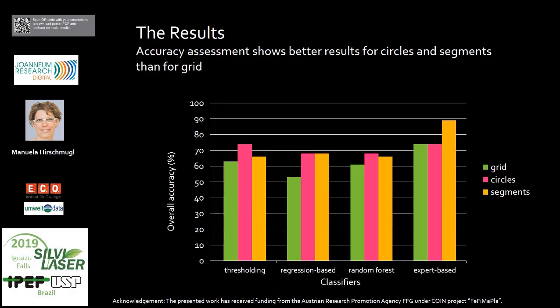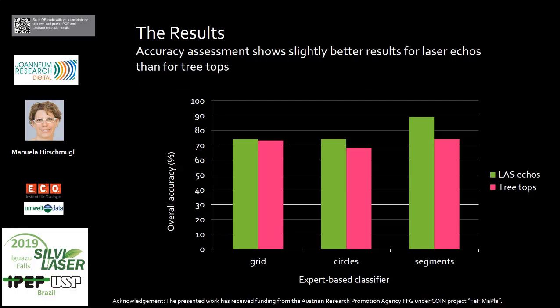The accuracy assessment shows that in terms of spatial units, there are better results for circles and segments than for the grid. And when you look at the different classifiers, you can see that the best performing classifier is the expert-based classifier using the segments.